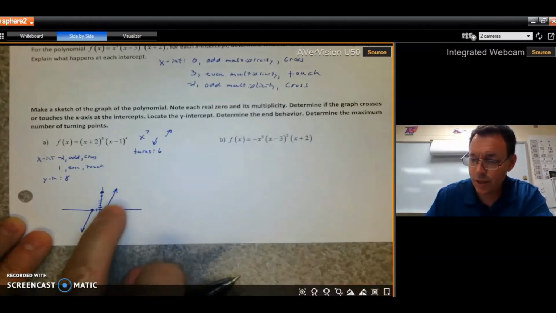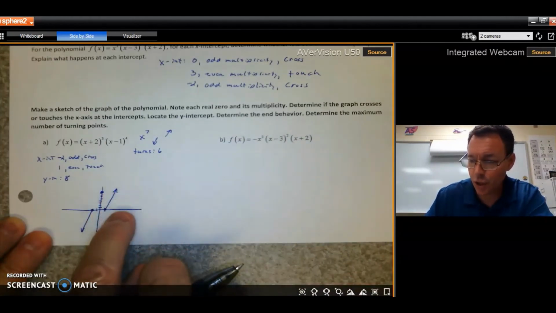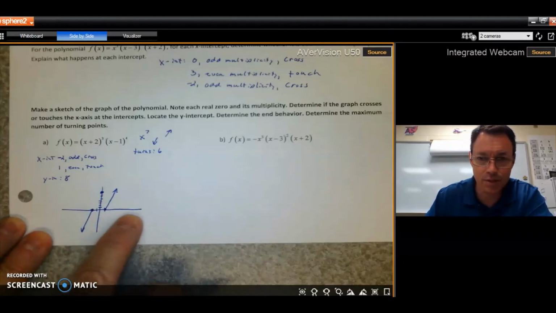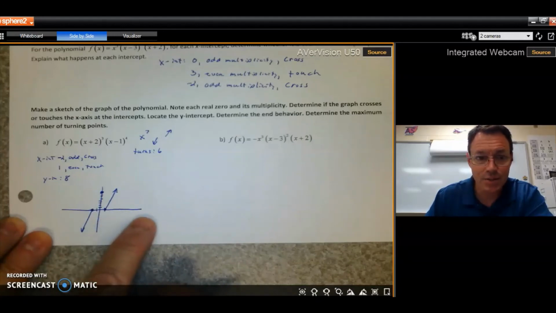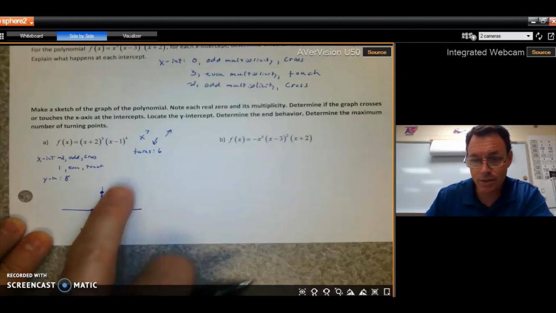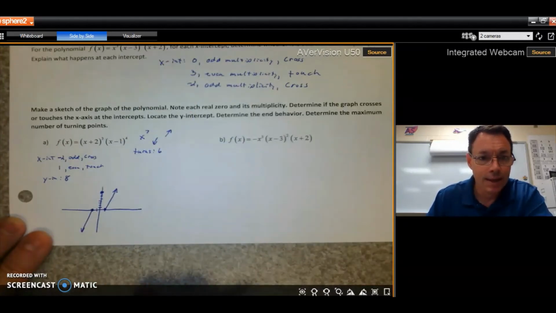It has to go this direction. It can't turn and go back down because there's no x-intercepts here. So the lack of x-intercepts tells you that it's not going to turn again. It's going to head towards infinity.